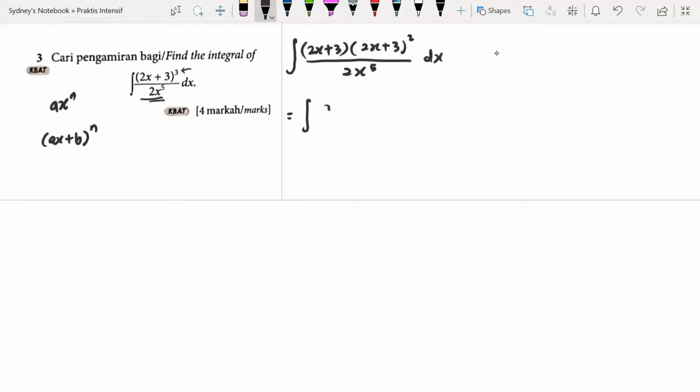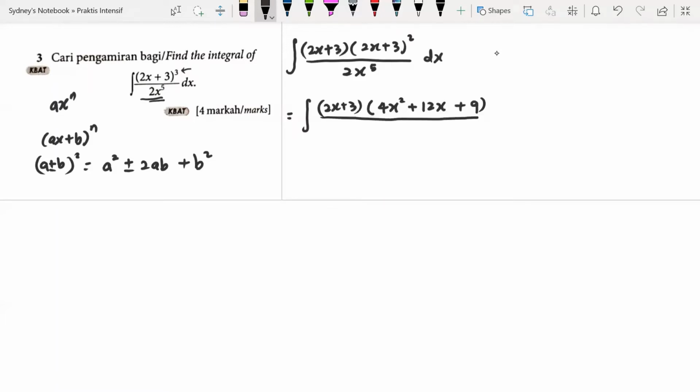So we have 2x plus 3, and then expand this by using this formula, a plus or minus b. When we square it, the expansion will follow this formula: a squared plus or minus 2 times a times b, and then plus b squared. Okay, we use this one. So we will have 4x squared plus 12x plus 9. Okay, the rest we are not using yet, so copy.